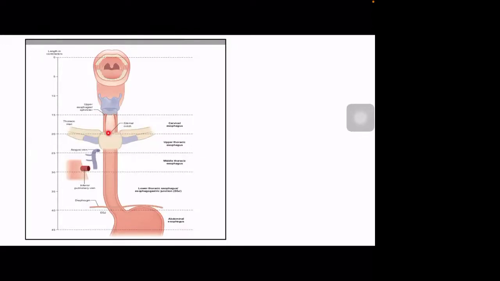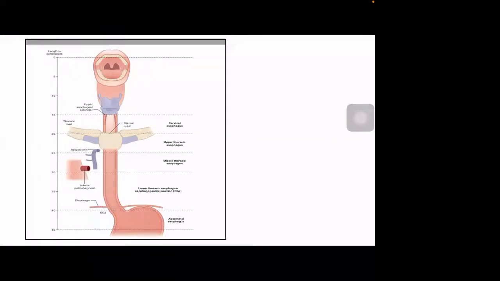The upper thoracic esophagus is from 20 to 25 centimeters, basically starting from the sternal notch, and the anatomical landmark for it is the azygous vein. So 20 to 25 centimeters, from the sternal notch to the azygous vein, is upper thoracic esophagus. 25 to 30 centimeters, from the azygous vein to the inferior pulmonary vein, is middle thoracic esophagus. From the inferior pulmonary vein to the GE junction, or 30 to 40 centimeters, is lower thoracic esophagus. So this is the broad classification.